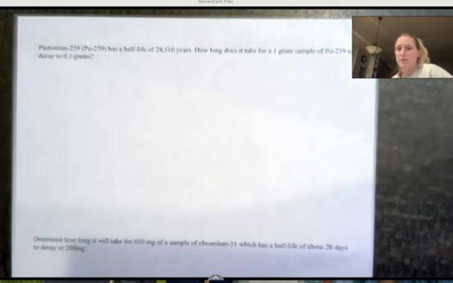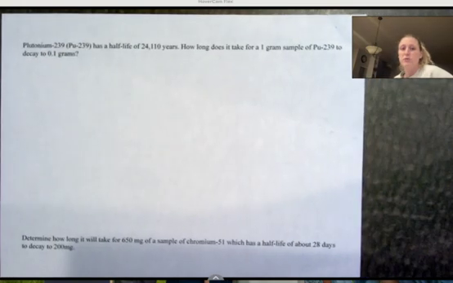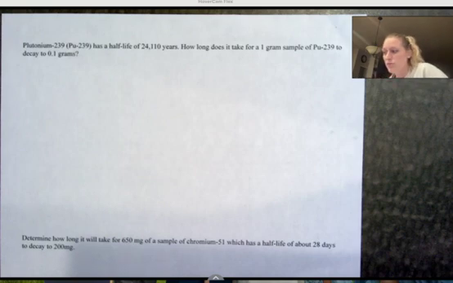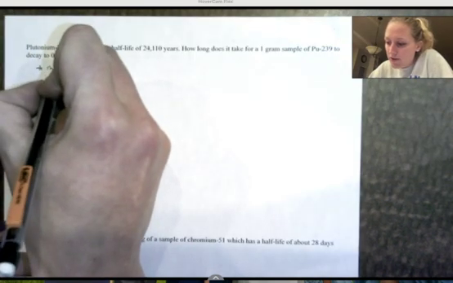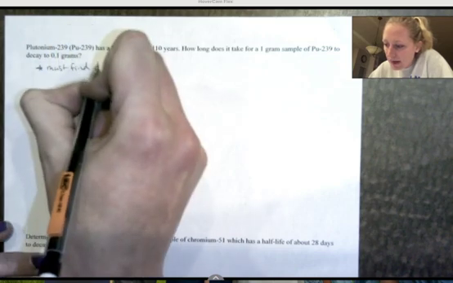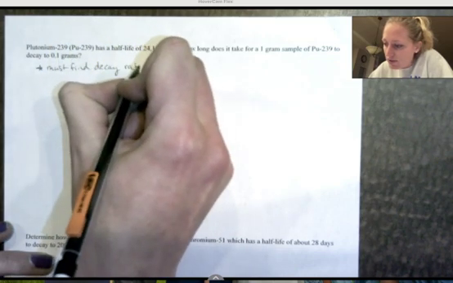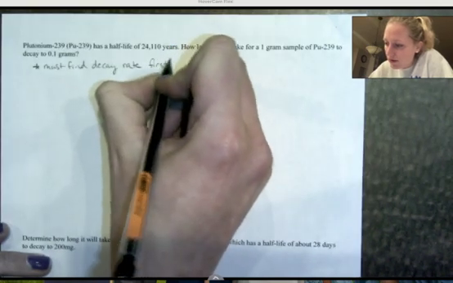Okay, so here's an example of a half-life problem. Plutonium-239 has a half-life of 24,110 years. So what that means is it takes that long for it to decay to half its original amount. How long does it take for 1 gram sample of plutonium-239 to decay to 0.1 grams? So this one's actually going to look a lot like the caribou problem. I have to find its decay rate first before I can answer the question. So I'm going to say must find decay rate first before we can answer, okay?